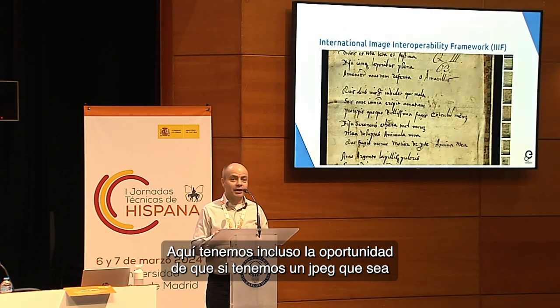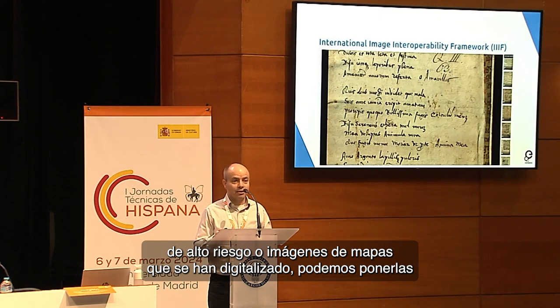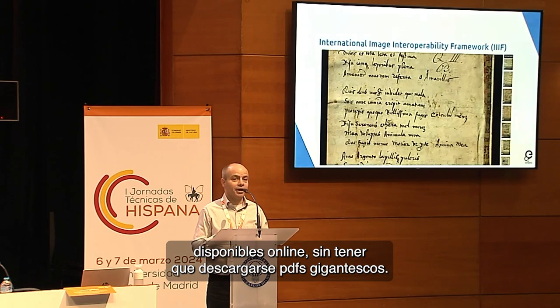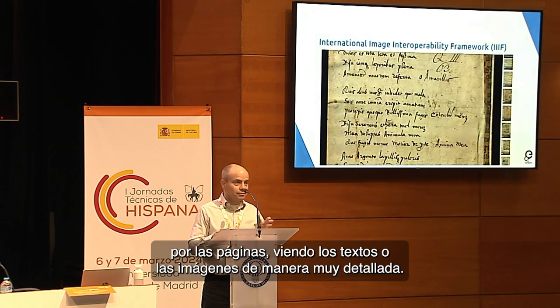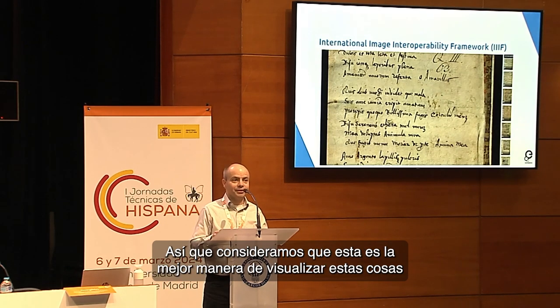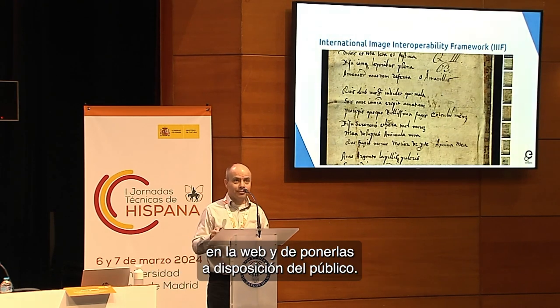because this is really what we think also works well for text. Here you have a chance to actually, if you have high-res JPEGs or images for your texts or maps or so digitized, you can make this available online without the user having to download huge PDFs, and you can interact with this in a very seamless way online, and navigate between pages, read the text, or look at the images in very detail. So this is still the best way of displaying things on the web.